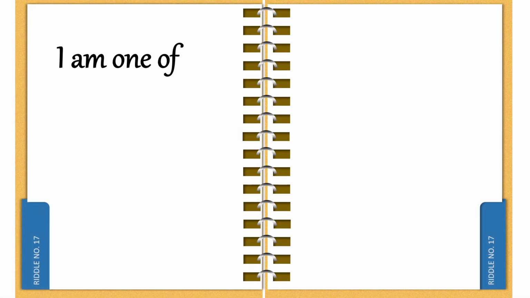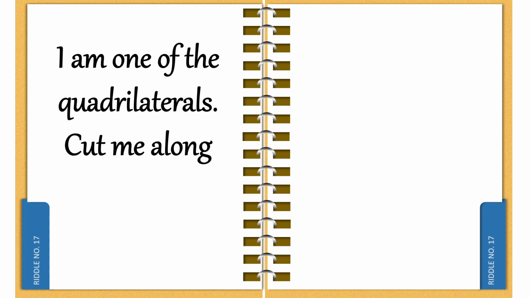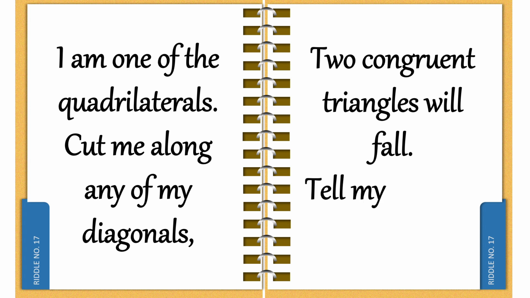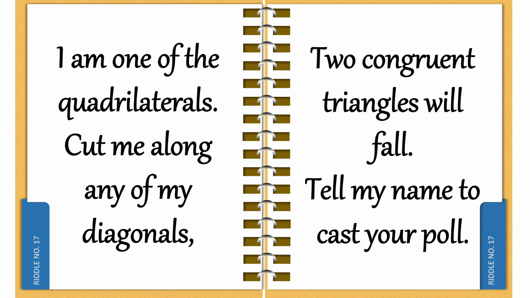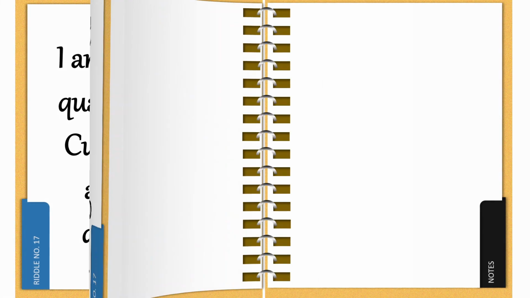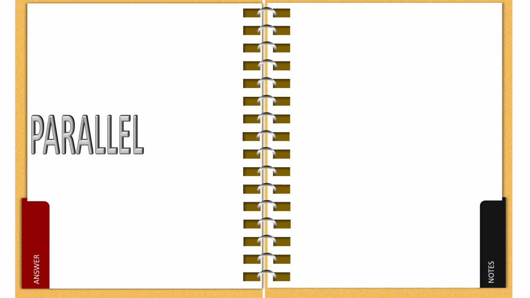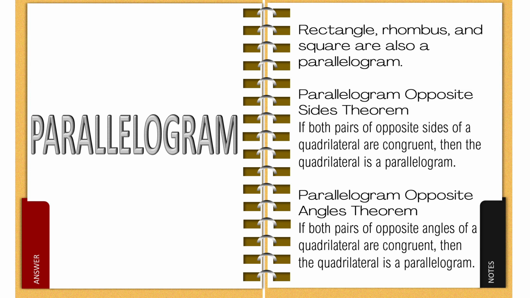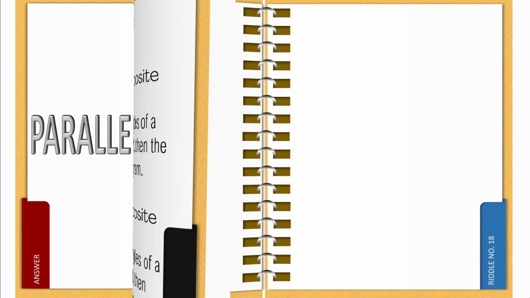I am one of the quadrilaterals. Cut me along any of my diagonals, two congruent triangles will fall. Tell my name to cast your pall. Parallelogram is the correct answer. Remember that the rectangle, rhombus, and square are also described by the riddle since they are parallelograms. Meanwhile, these two theorems support the answer to the riddle.